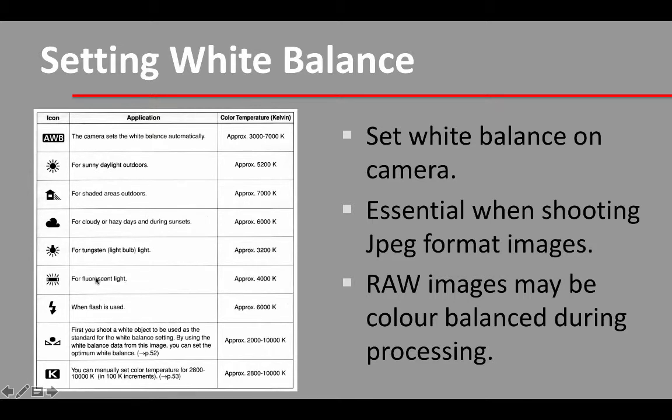Fluorescent light is different to tungsten light though. Fluorescent lighting has an absence of magenta, which means that if you don't set your camera appropriately, all your images will have this odd green bias to them. So if you're working inside under fluorescent lighting for any reason, ensure that you choose that fluorescent light setting. When you're using flash, there's a setting for that as well.